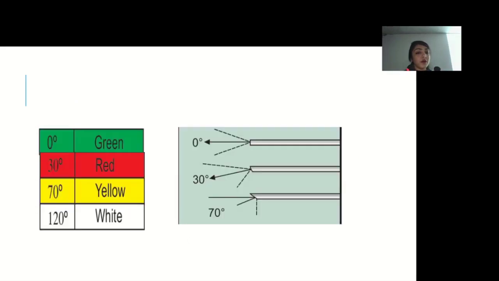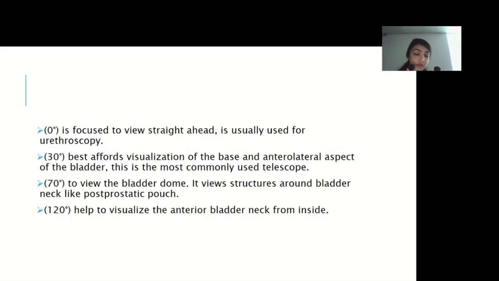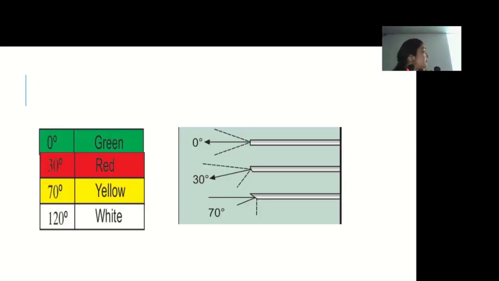So the most important thing is the telescope lens angle. We have 0, 30 and 70 degree angles. These telescopes come with color coding: green, red and yellow. These indicate the angle of the lens. So these are the codes. The 0 is green, 30 degree is coded red, yellow, and white for 120 degree.